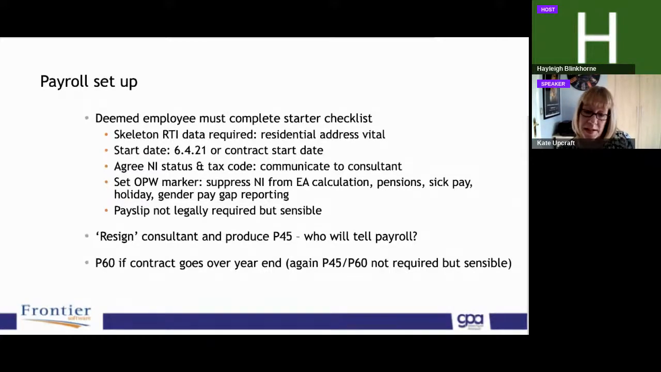When the contract is over, they have to be resigned. That's obviously in inverted commas because they're not really resigned, but they have to be removed from the payroll, and the only way to do that is to put an end date in. So make sure that payroll get to know when the contract is over. If they make it to the end of the tax year, they have to have a P60 as all other employees would have, or at least you will generate one, which sensibly you would want to give to them.